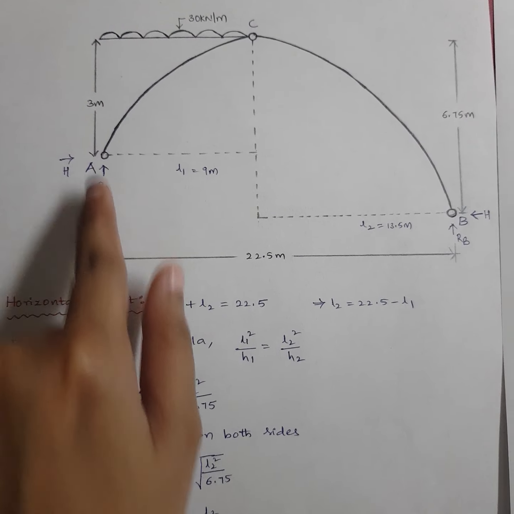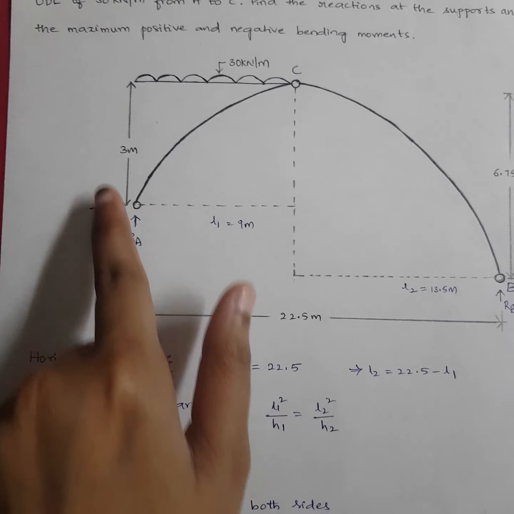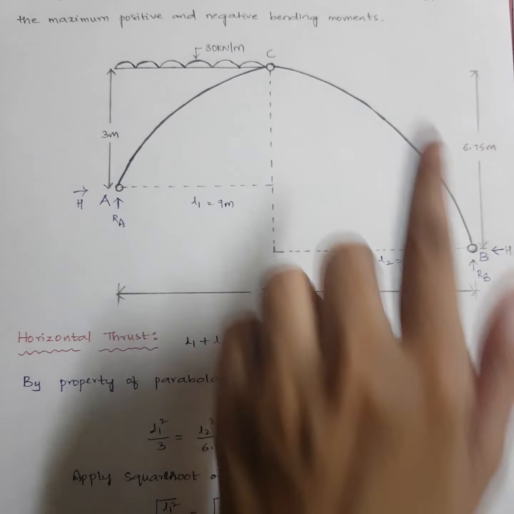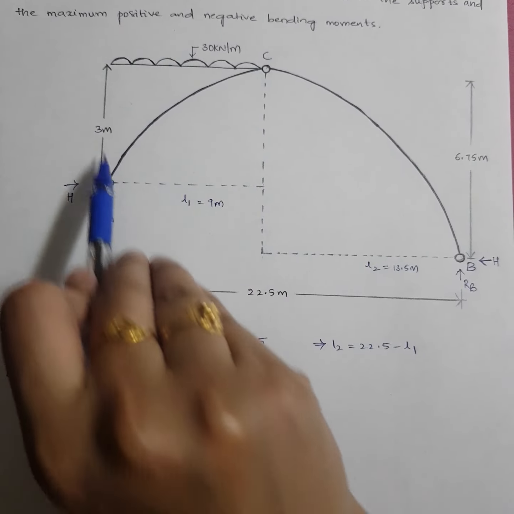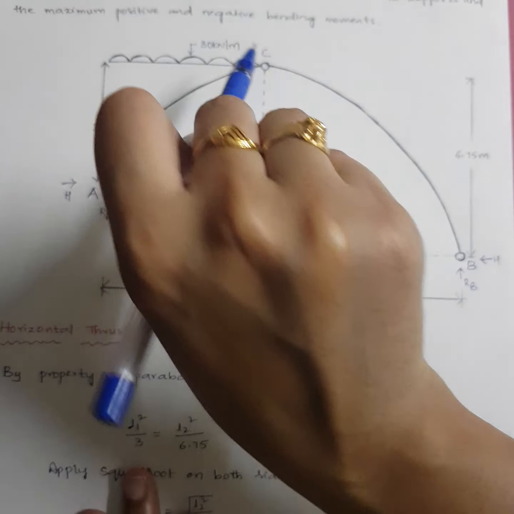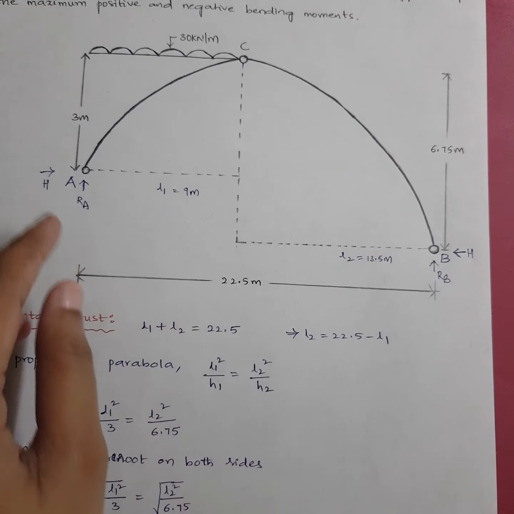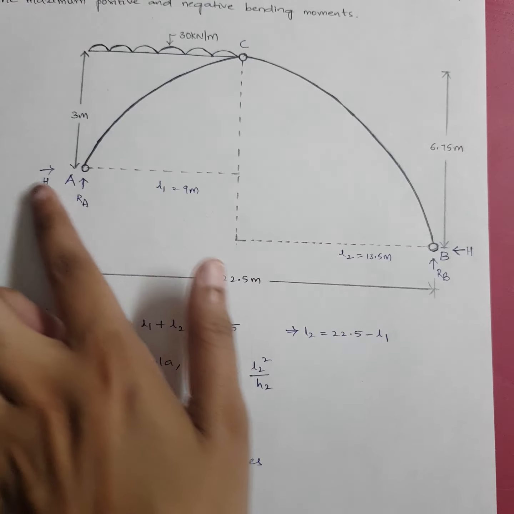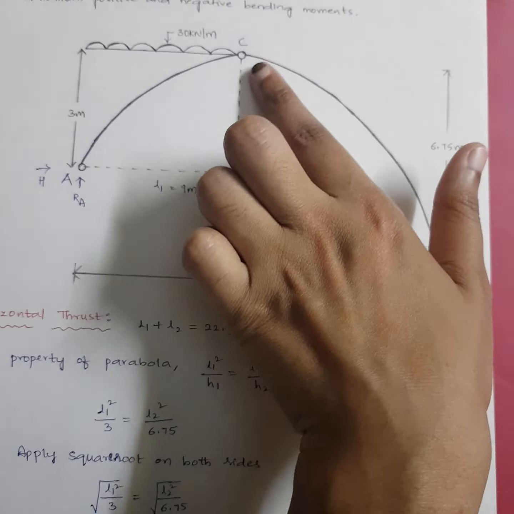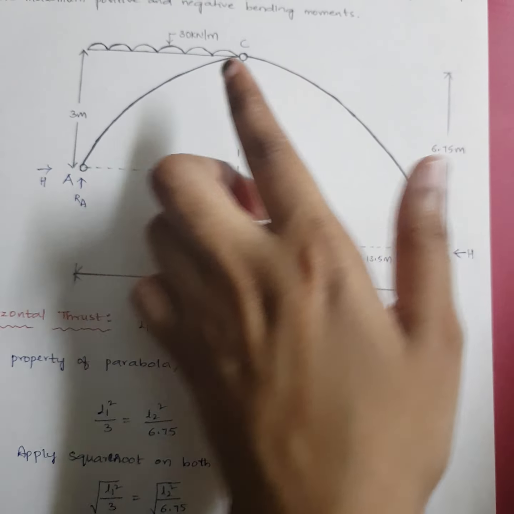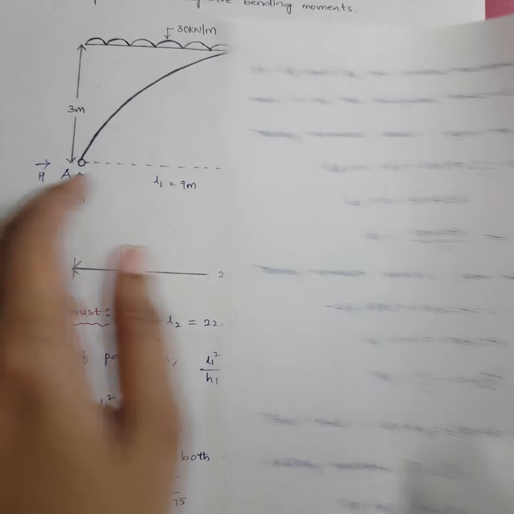So you can see RA is acting in the upward direction. So how will RA go towards C? It is like this. So it will go towards C in this way, which is a clockwise direction. So it is plus, so plus RA into 9. And how is H going towards C? It will go like this along my finger direction, which is minus, because it's anticlockwise. So minus H into, what is the height?